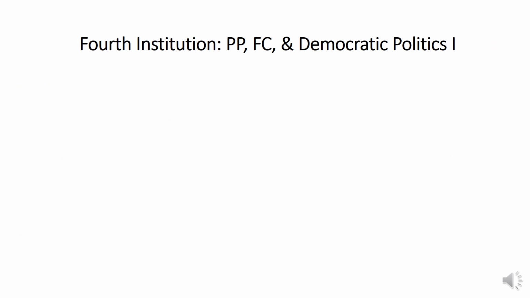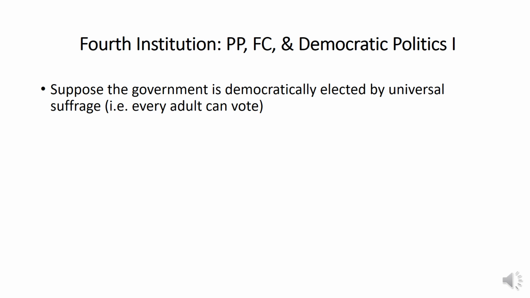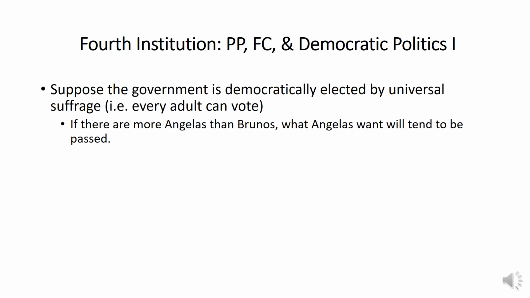So the fourth institution adds the possibility of democratic elections to private property and freedom of contract. So we might imagine that we have a government that's democratically elected by universal suffrage. And we might suppose that just like in real agricultural societies, there are more people who are working the land than there are landlords. We might imagine that Brunos have, say, 5 plots of land each, and that there are enough Angelas to work all of them.